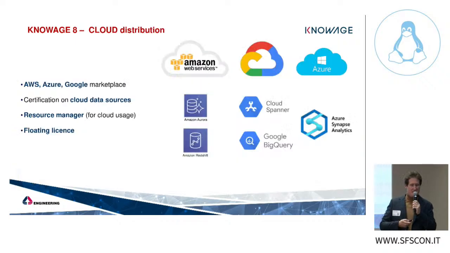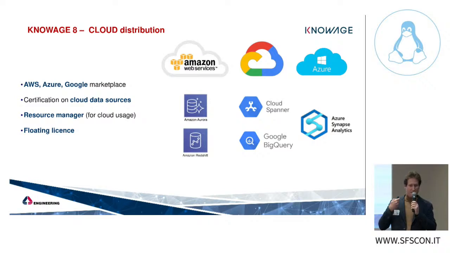Cloud distribution, as I said, is about availability of knowledge in the main cloud providers. At the moment, knowledge is available on Amazon. It will soon be available also on Google and Azure. We already certified knowledge on different data sources. For example, Amazon Aurora, Amazon Redshift, Google Cloud Spanner, Google BigQuery, and Azure Synapse Analytics.